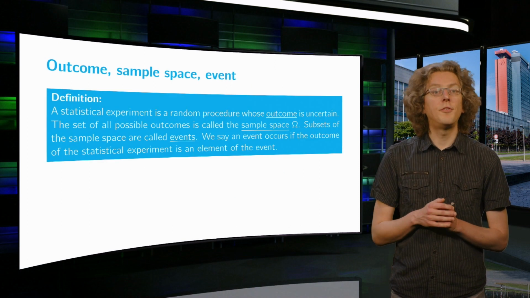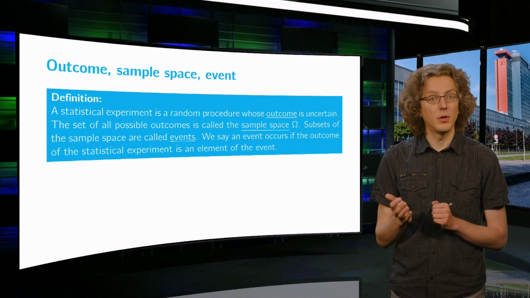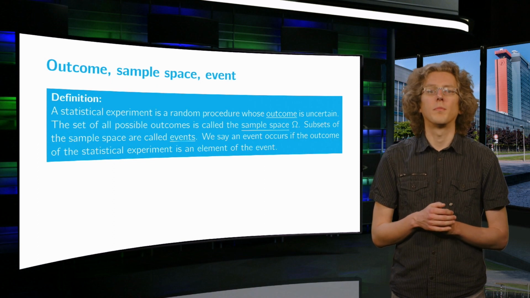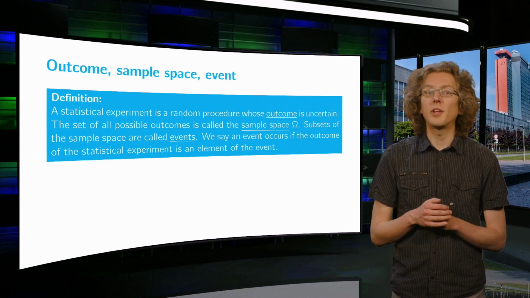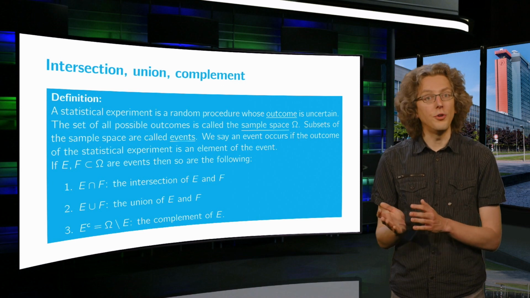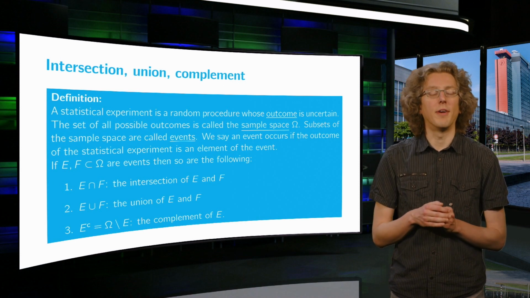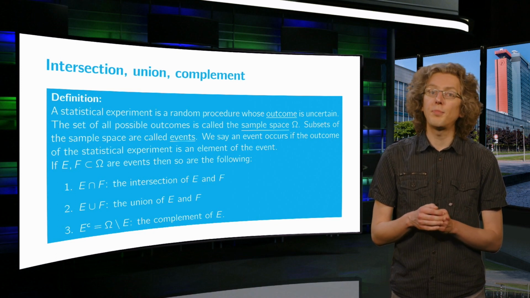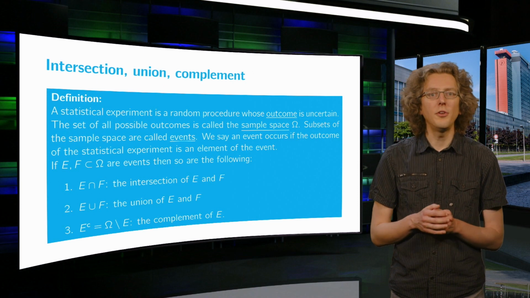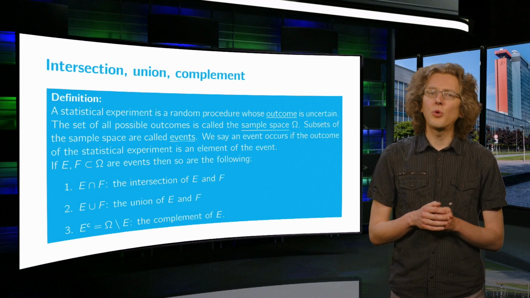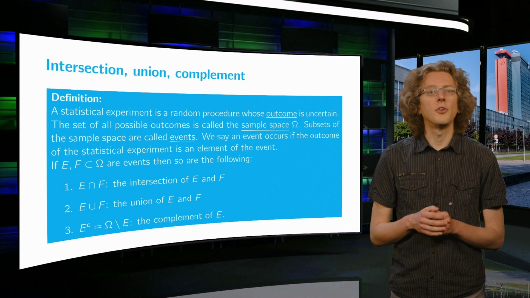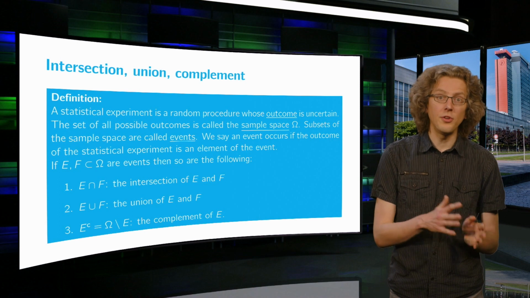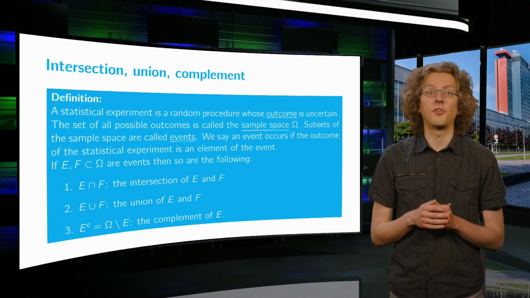To recap, we have just introduced the notions of outcome, sample space, and event for a statistical experiment. Also, we looked at the intersection of two events, the union of two events, and the complement of an event. In the exercises, you will consider the sample space and events for other experiments, and you will also see 2 quite important results, known as De Morgan's rules. They connect the operations intersection, union, and complement that we just saw.